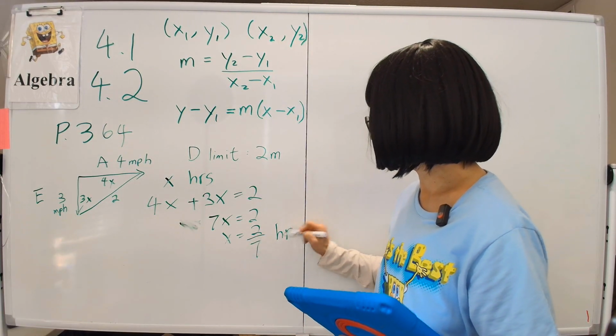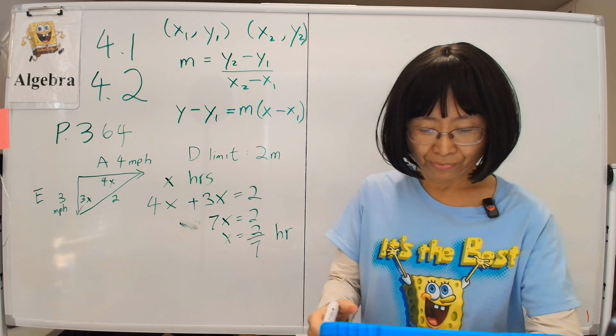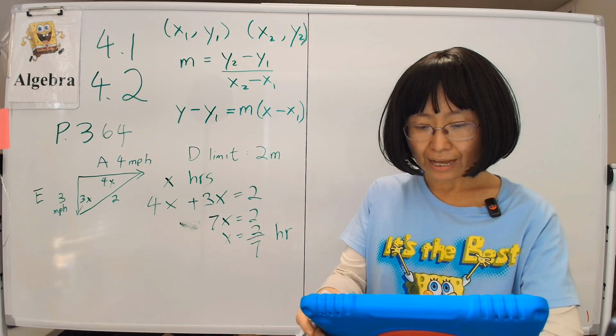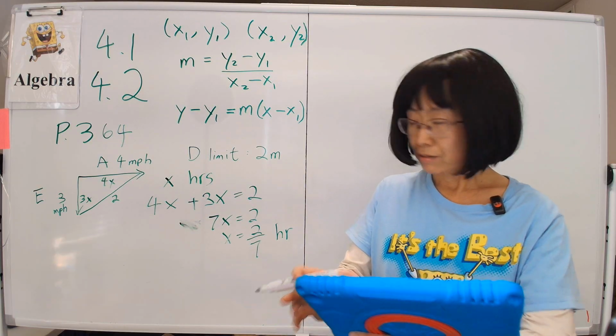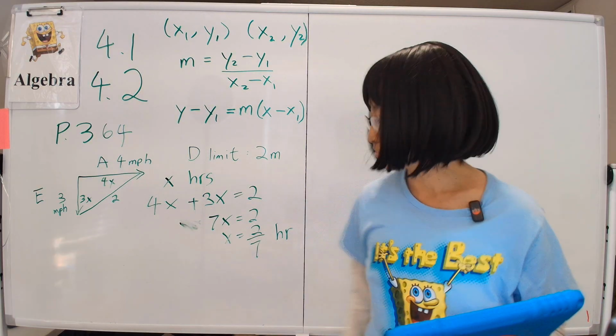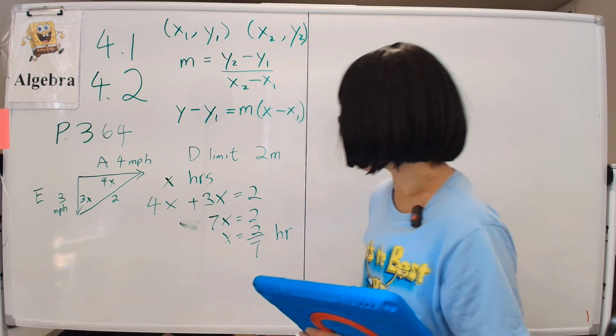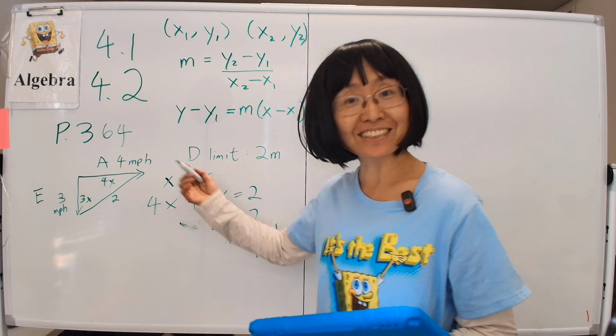That is, after 2 over 7 hours, then, sorry, I've lost my mind. I forgot to do the Pythagorean theorem, for heaven's sake.